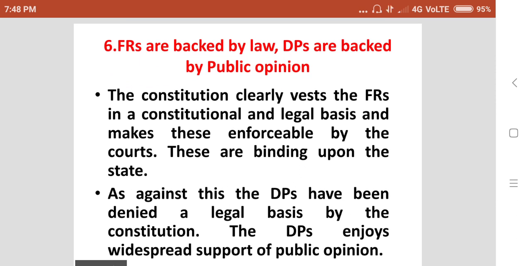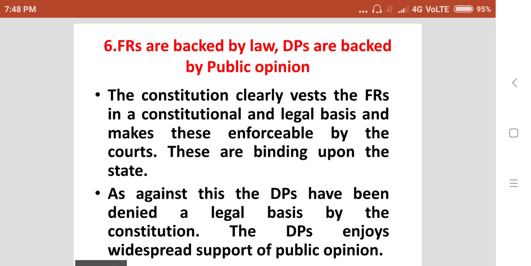Sixth difference, fundamental rights are backed by law, directive principles are backed by public opinion. The Constitution clearly vests the fundamental rights in a constitutional and legal basis and makes these enforceable by the courts. These are binding upon the state.